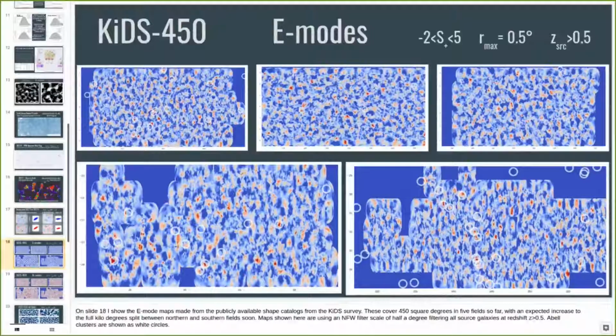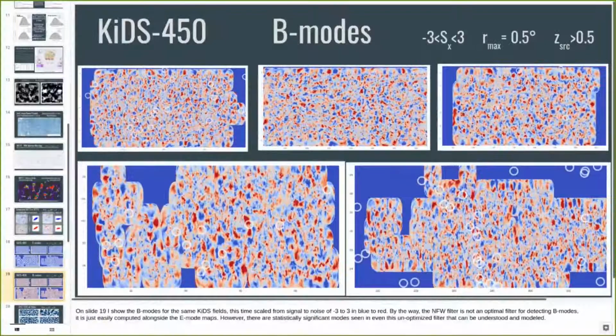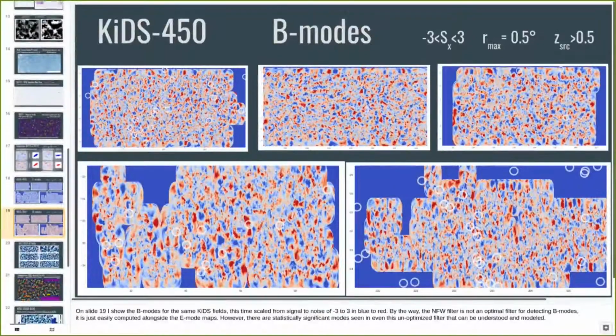On slide 18, I show the E-mode maps from the publicly available shape catalogs of the KIDS survey. On slide 19, I show the B modes for the same KIDS fields.